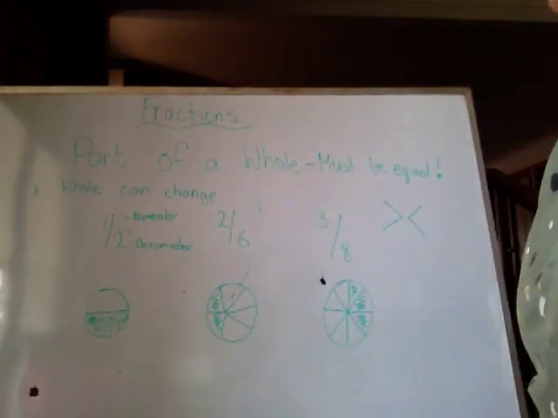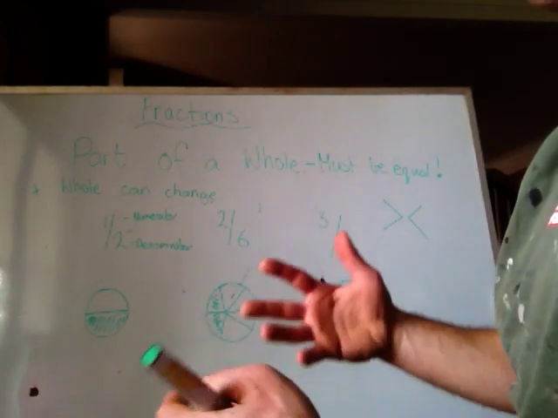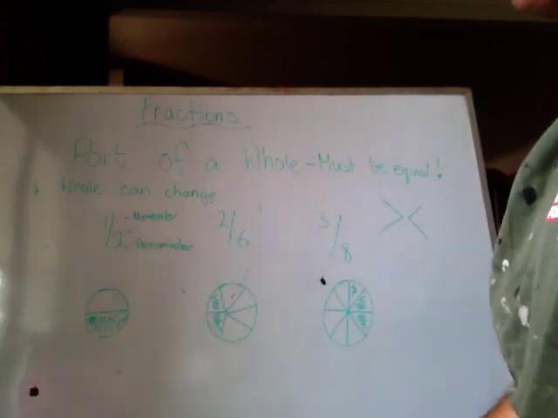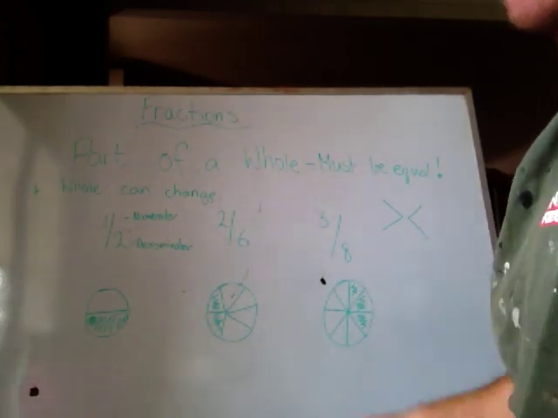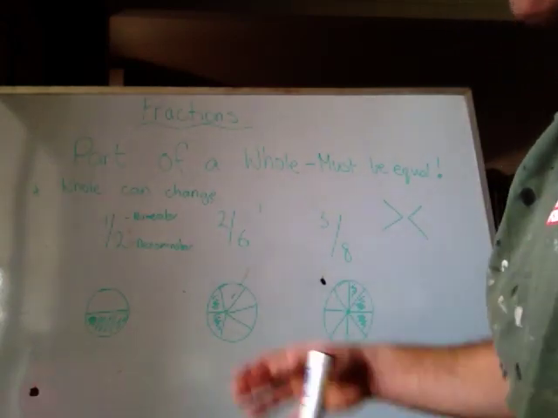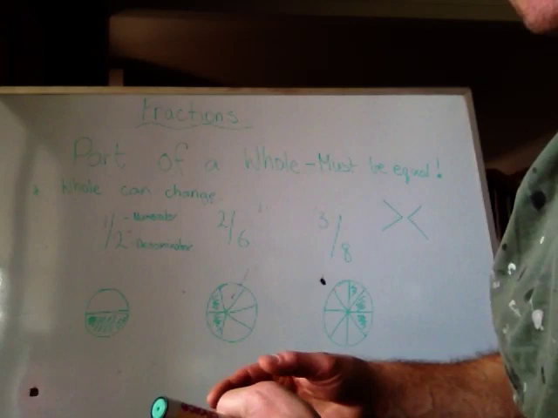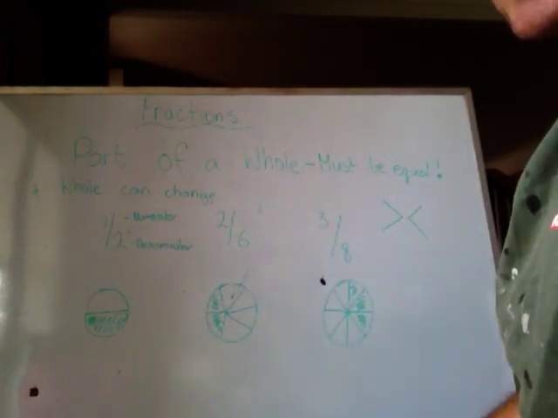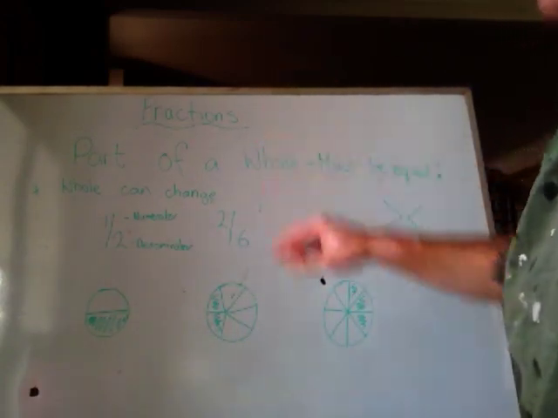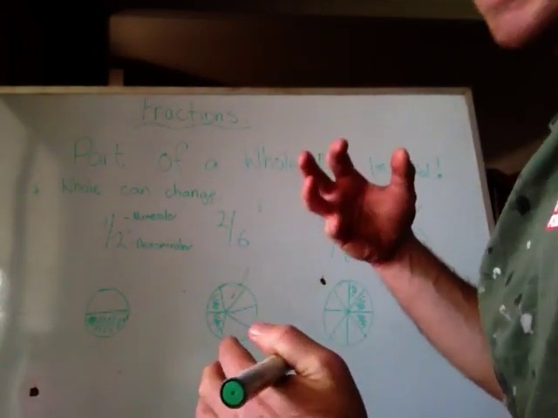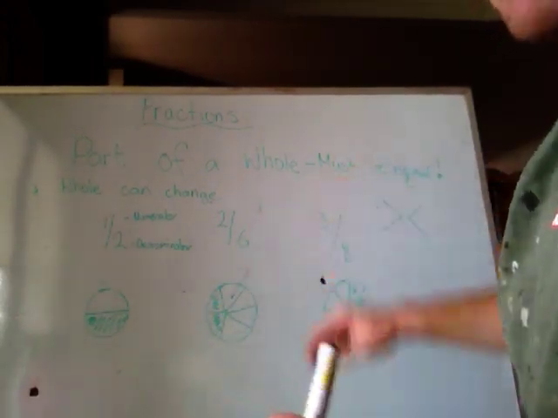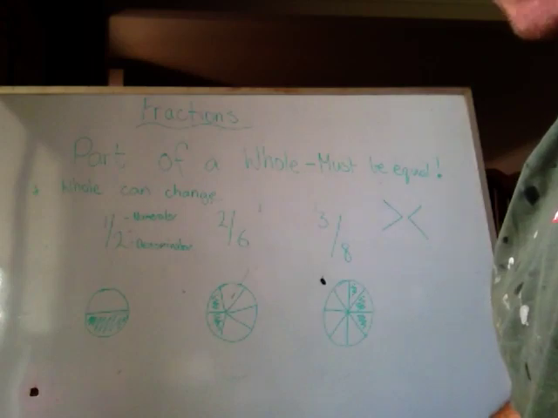Now what some people have an issue with is understanding that the whole can actually change. For example, today I might want to chop up my pizza into 8 pieces, but tomorrow I may only want to chop it up into 4 pieces. But it's still a fraction, and it's still a part of a whole. So you've got to understand that it moves. The most important thing to remember is a fraction is a part of a whole piece, and they must be equal when you're creating them.